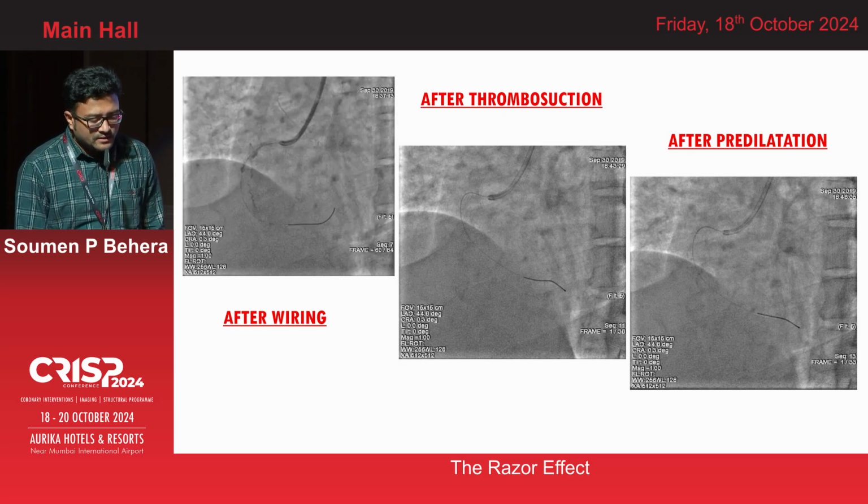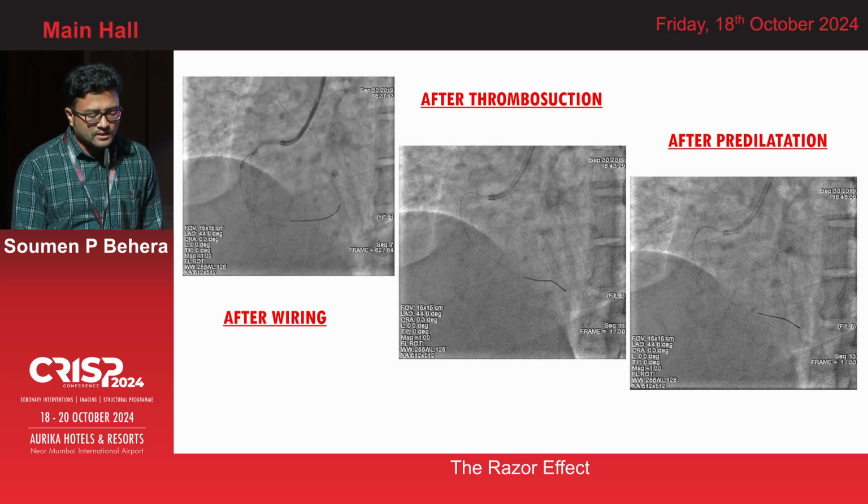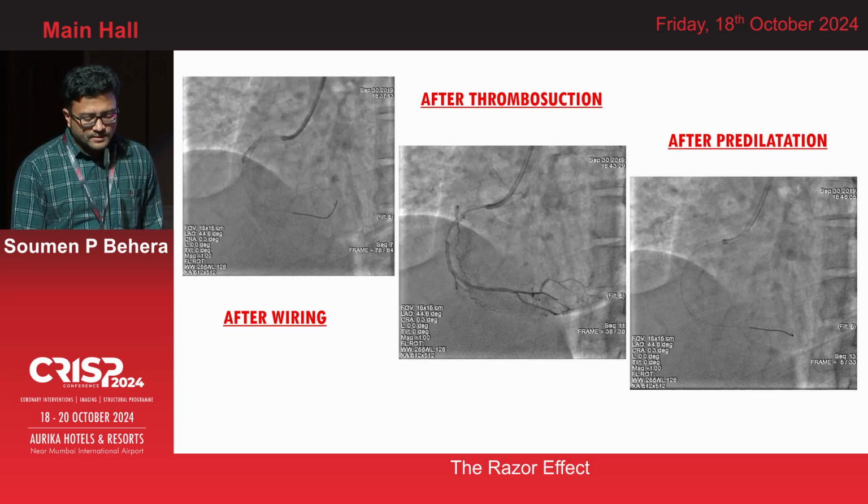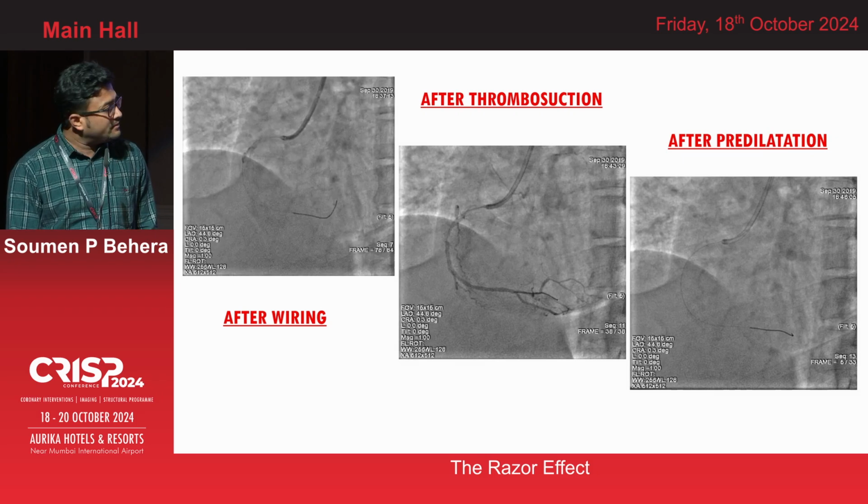Initially we wired the lesion. After wiring also no flow is seen. Then we went ahead with thrombosuction. After thrombosuction we can see TIMI 3 flow. Then we went ahead with pre-dilatation.